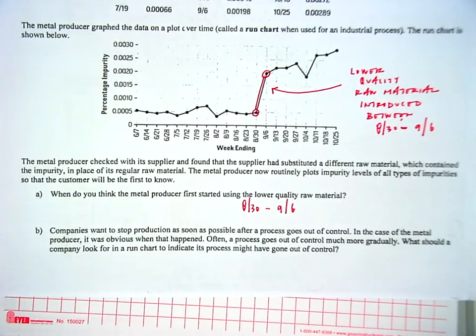All right, companies want to stop production as soon as possible after a process goes out of control. In the case of the metal producer, it was pretty obvious when that happened. Often a process goes out of control much more gradually. What should a company look for in a run chart to indicate its process might have gone out of control? So maybe pause for a moment and think about it. What would you be looking for if you were deeming a process as out of control? Okay, and then unpause and come back to me.